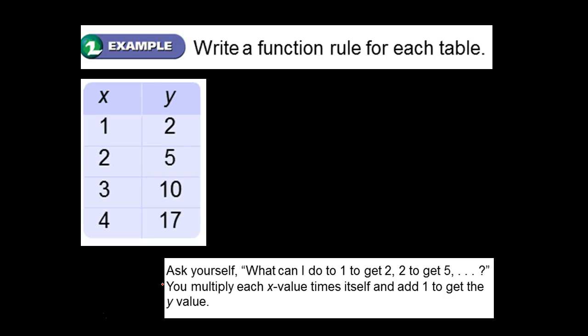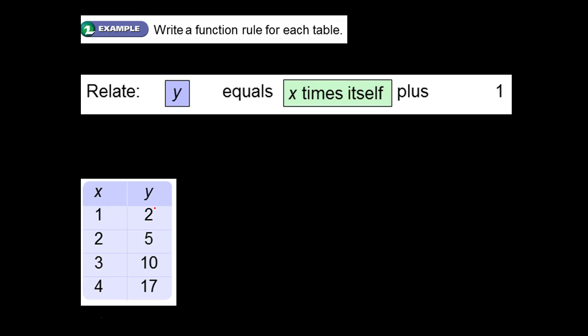Alright, you should have asked yourself, what can I do to 1 to get 2? What can I do to 2 to get 5? What can I do to 3 to get 10? What can I do to 4 to get 17? When you did that, you should have realized that y equals x times itself plus 1. So, x here is 1.